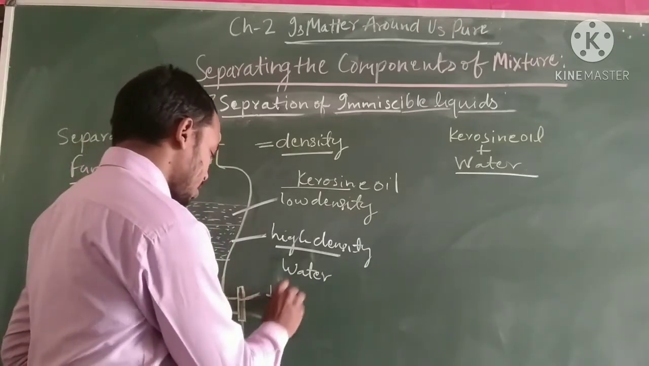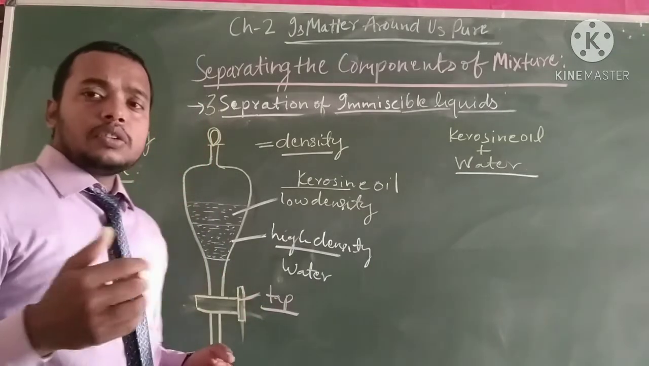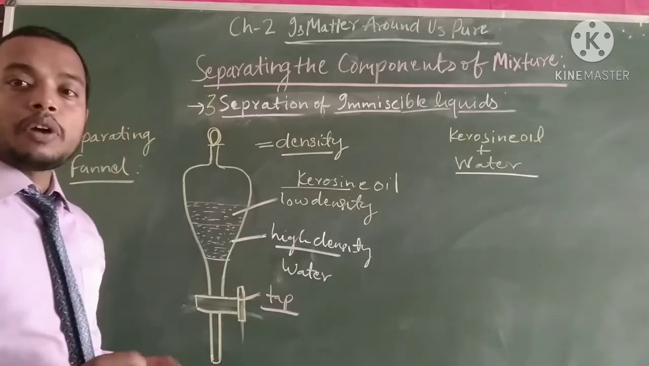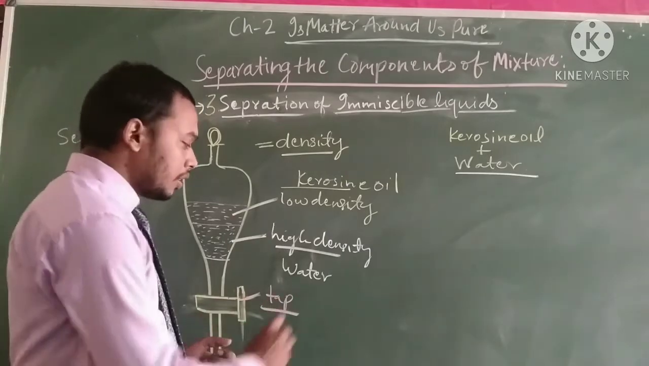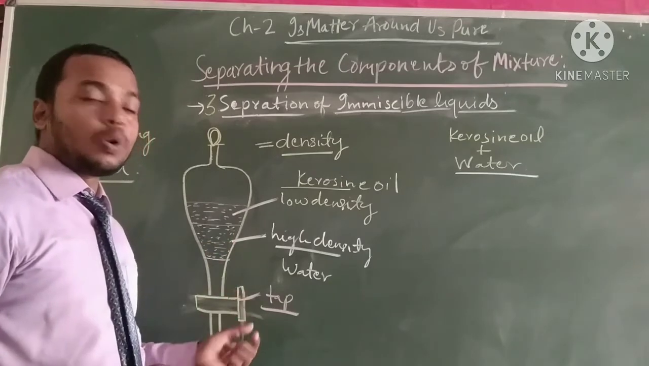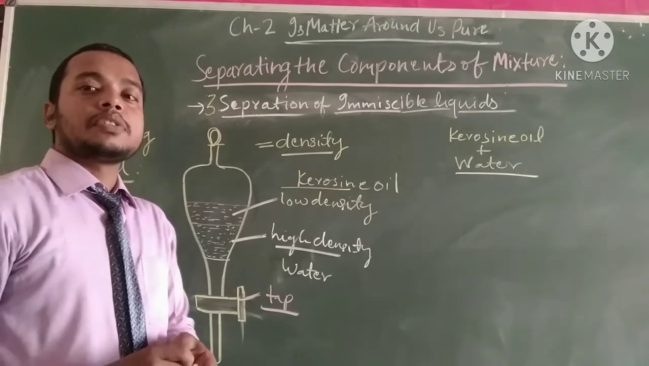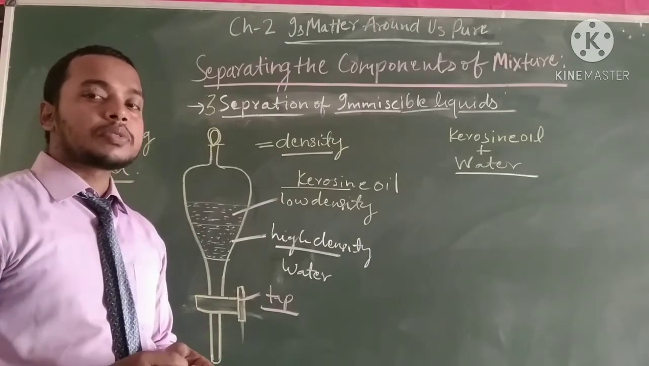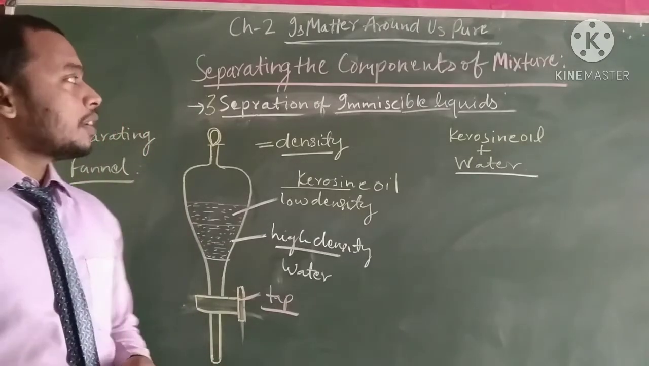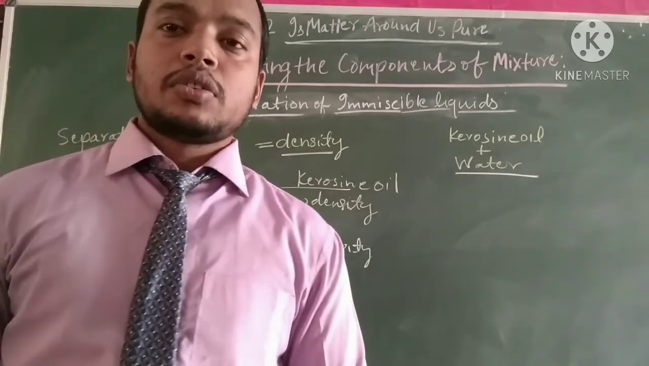So in this way, after the layer formation, we can easily separate with the tap. We open the tap for removal of water from both layers. After removing the water, we close the tap, and in this way we separate the mixture of two immiscible liquids, which is kerosene oil and water. So in this way we separate immiscible liquids which are not mixed together, for example, kerosene oil and water.